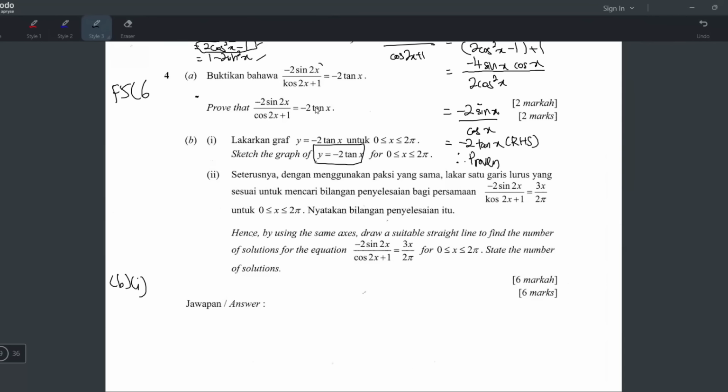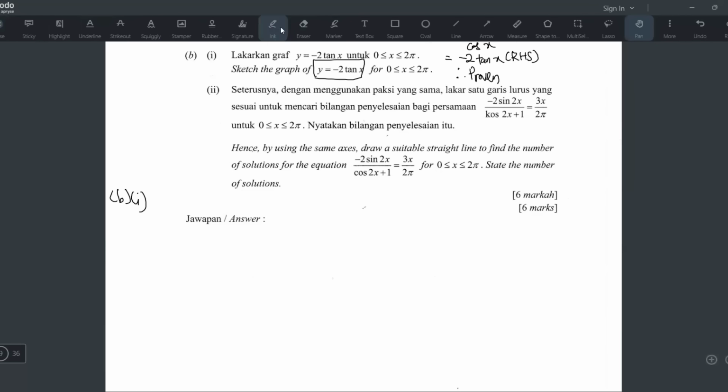So it's better to sketch the simplified version of the equation. The simplified version is negative 2 tangent x. They also say draw between x 0 to 2 pi, so draw until 360. How do you do this? First we have to know the shape, and after knowing the shape, we have to know the exact coordinates. So let's talk about the shape.